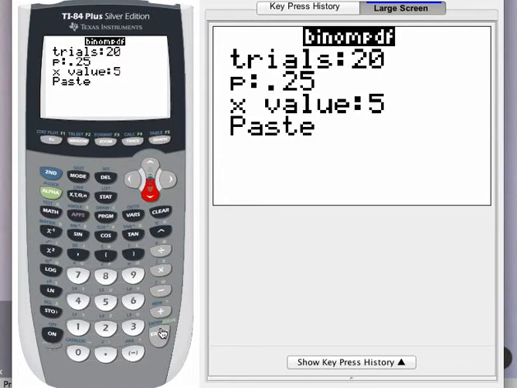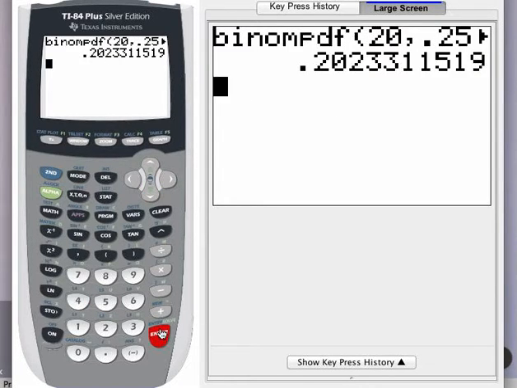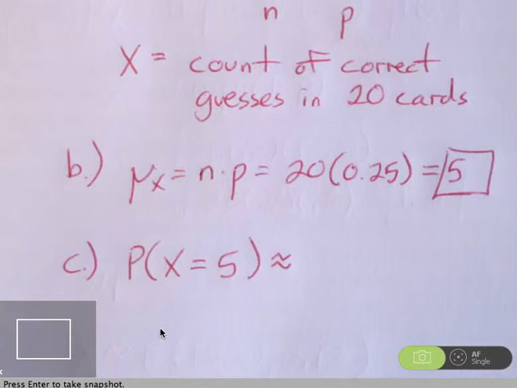So we will paste that to the home screen, then pressing enter one last time. There's our probability, about 0.202. So about 1/5 of the time we will see this. And that's about it.